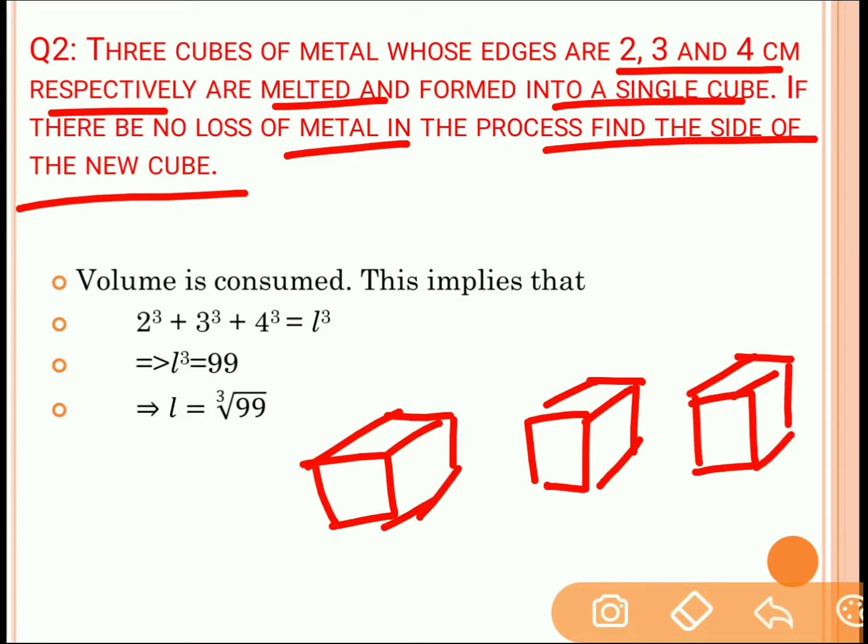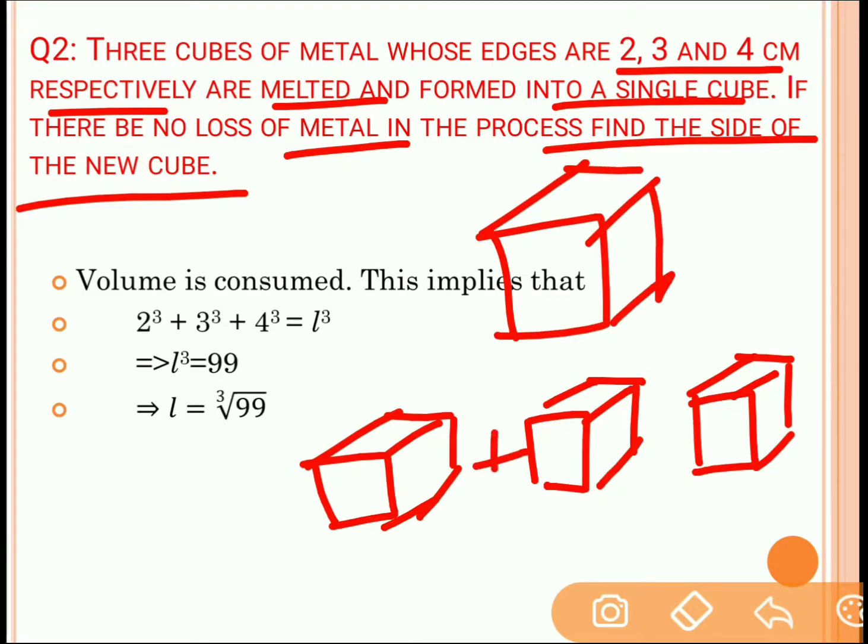These are melted. So when you melt this, you will get a certain volume of metal, and with that volume of metal, you are making a single cube. So these 3 cubes are combined to form a single cube. We need to find out the volume of this single cube. So to form this single cube, we need to take the volume of all the three cubes.